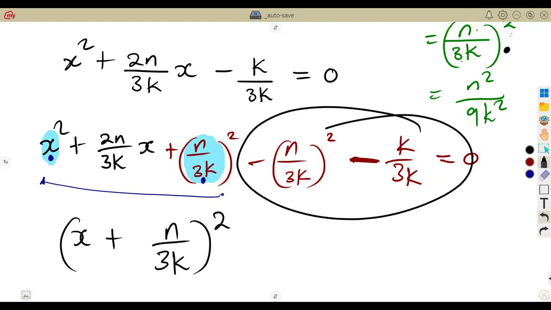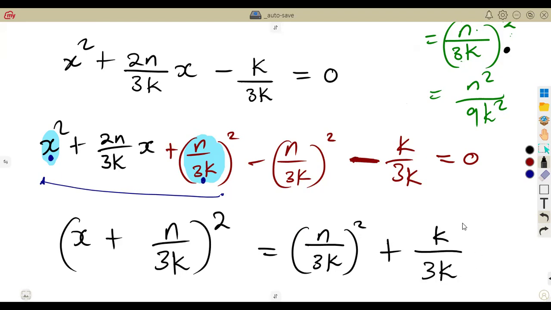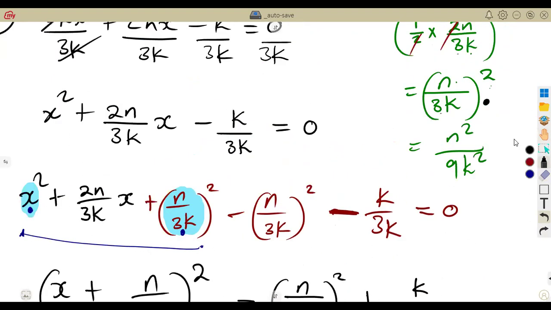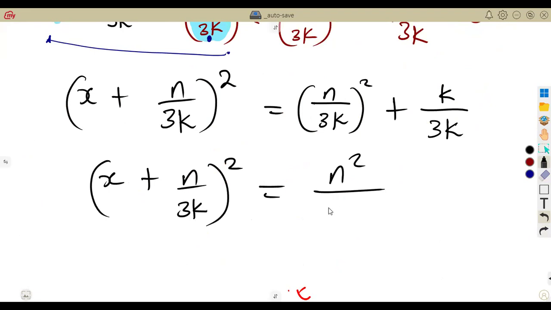To simplify this, it is wise that we take it to the other side. The moment we take it to the other side, it becomes positive. That's n over 3k squared as a positive. This one, k over 3k, also becomes positive. So we can simplify our right-hand side. The n over 3k squared is the same as n squared over 9k squared, then combine this with plus k.